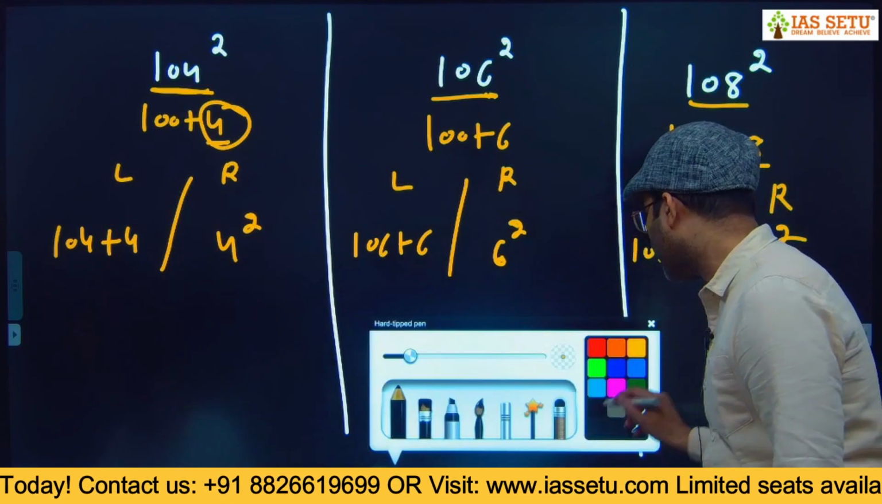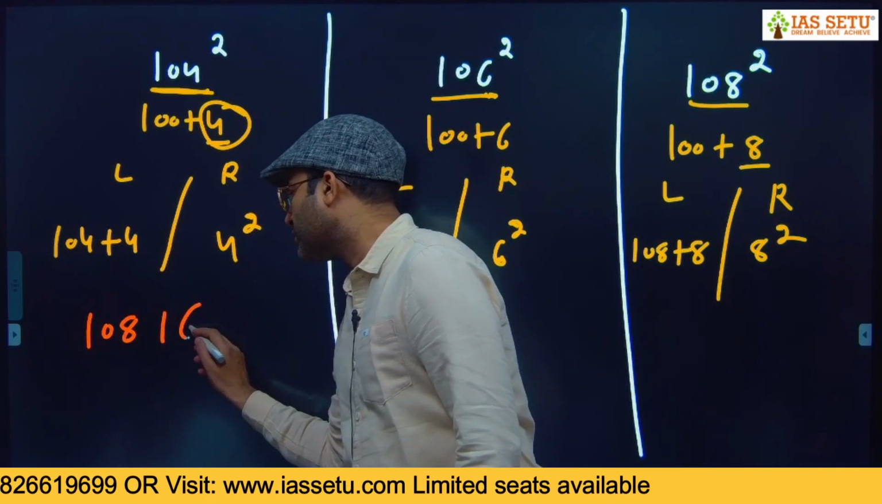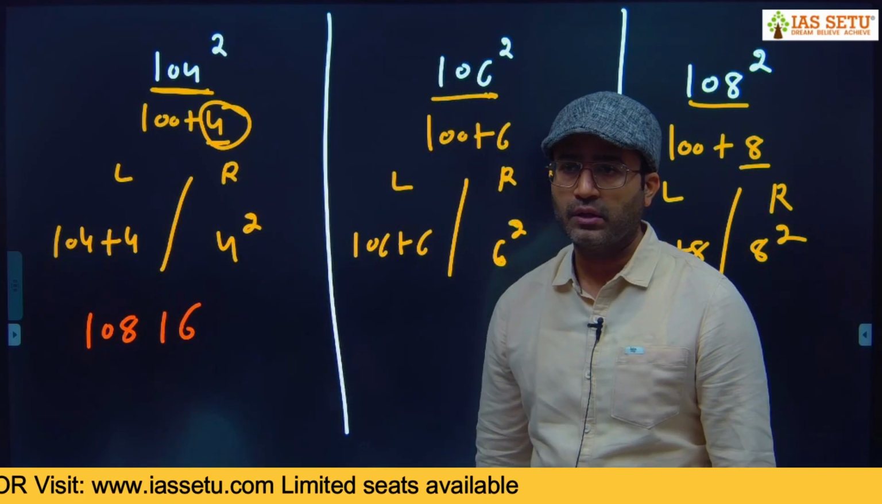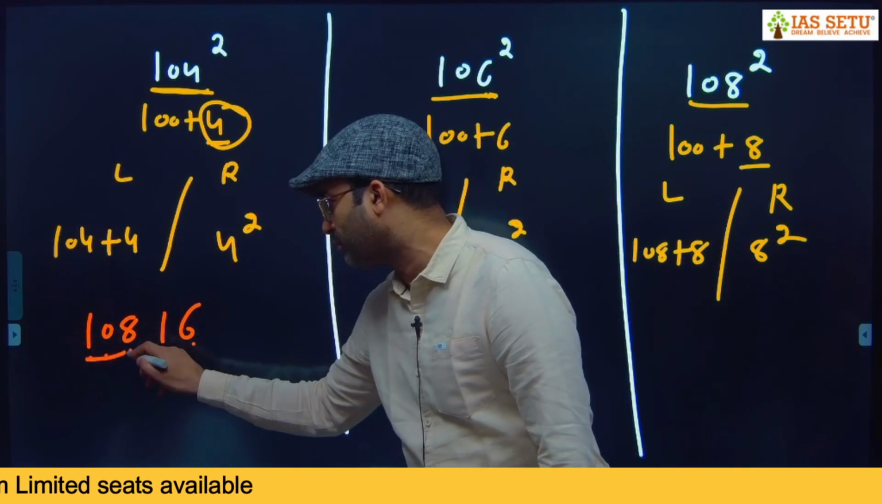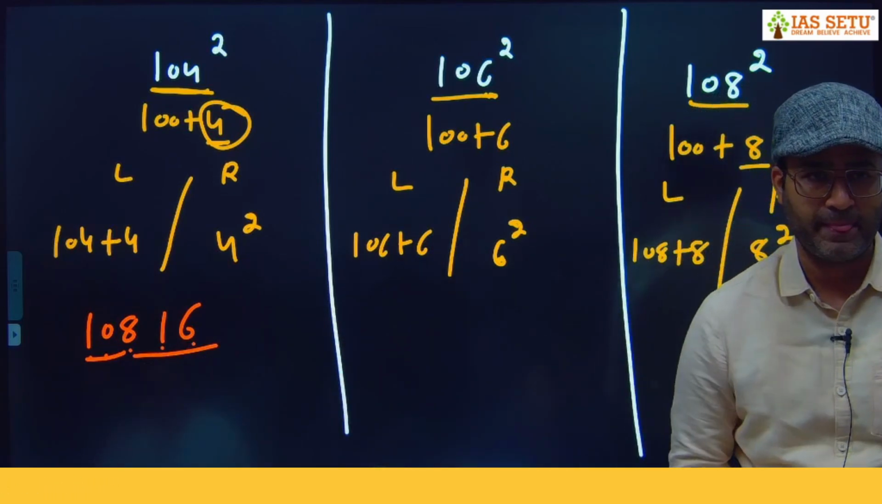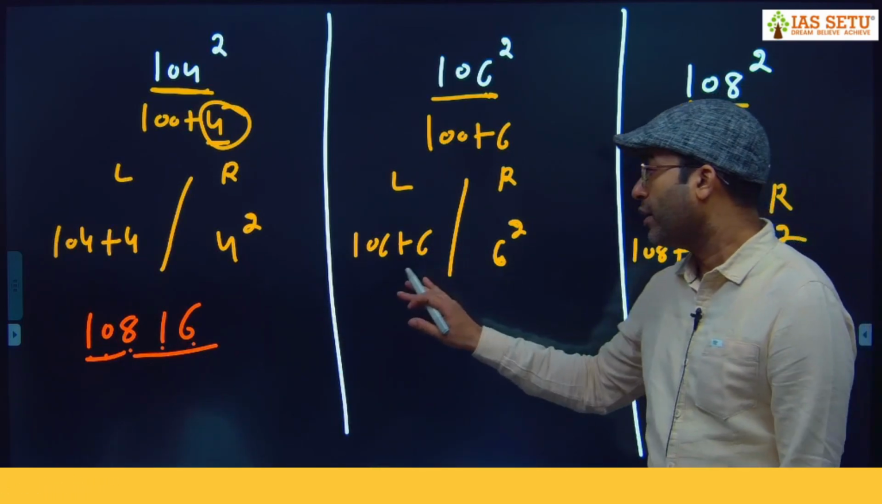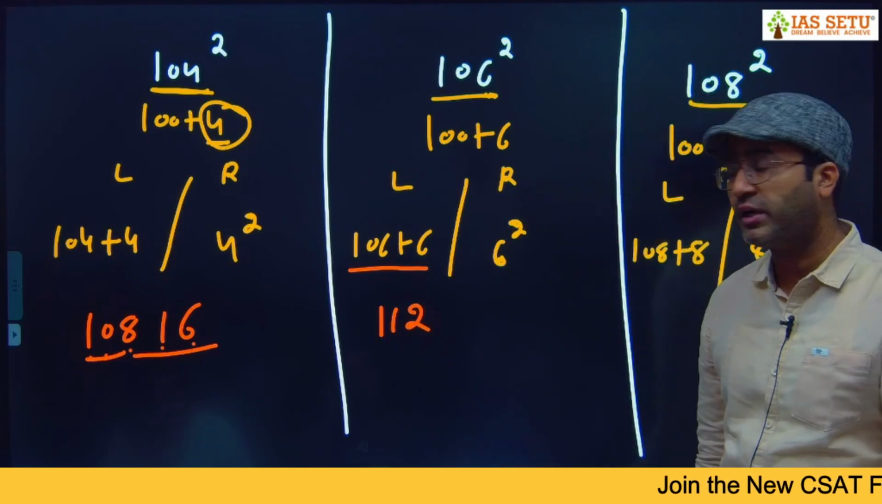So now we will check. This is 108. What is 4 square? 16. It is your unit place, 10 place, 100 place, 1000 place, 10,000 place. So your answer is 10,816. Now here, this is 112. What is 6 square? 36.